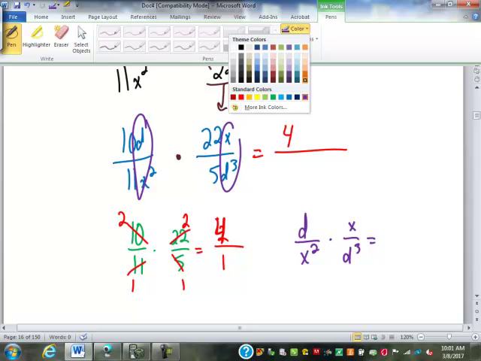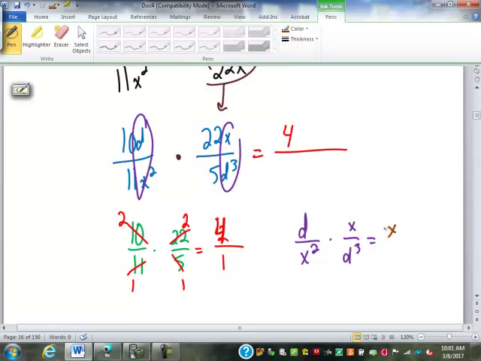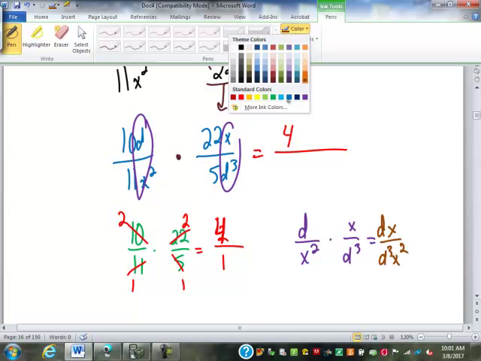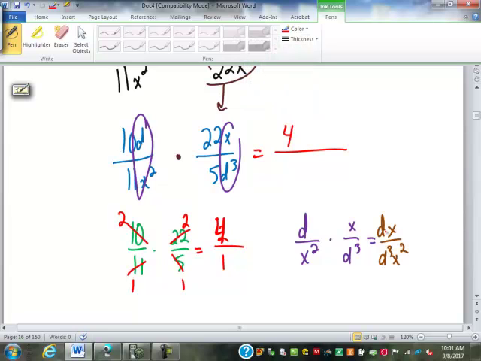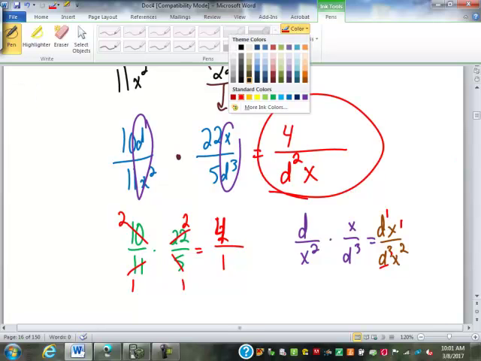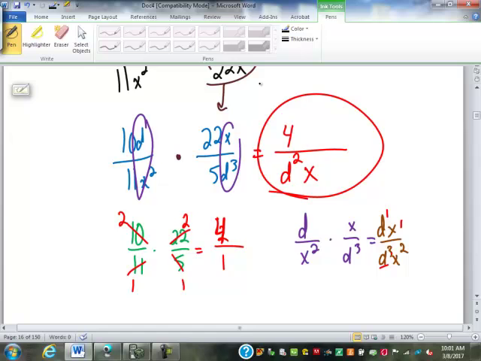So I multiply those out. We got dx over d cubed x squared. So what happens with my d, top or bottom? Bottom and a power of 2. Good. 3 minus 1 is 2. X, top or bottom? Bottom, power of 1, or just x. 2 minus 1 is 1. So x to the 1, or just x. So 4 over d squared x. Any questions?